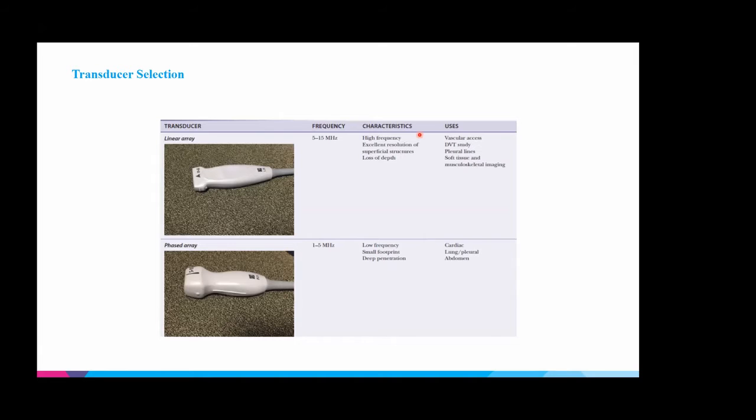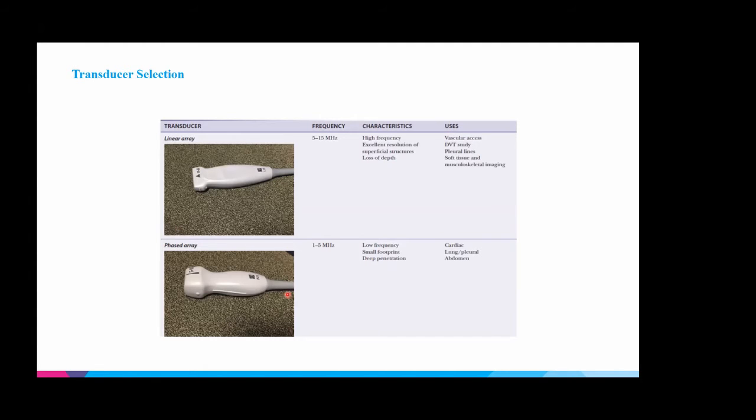The other transducer is the one we use for pretty much everything else, and that's your phased array probe, or body probe as we also call it. This is a lower frequency, smaller footprint probe, but it allows for deeper penetration. It's good for all of your other organ systems: your cardiac, your lung, and your abdominal structures.